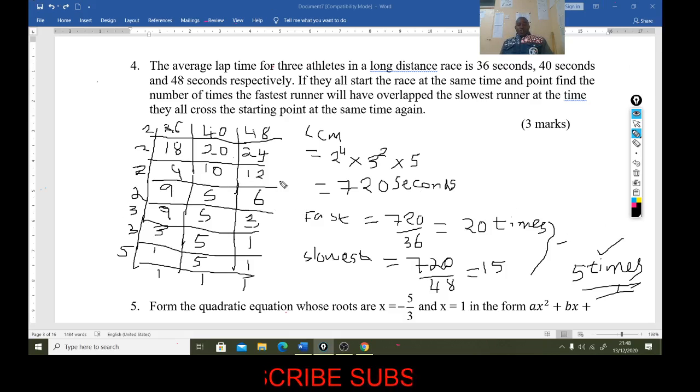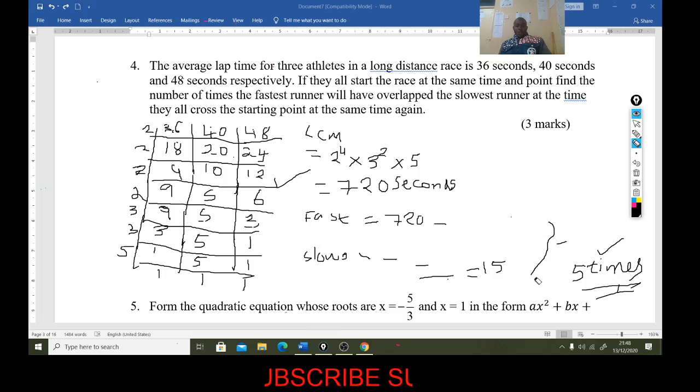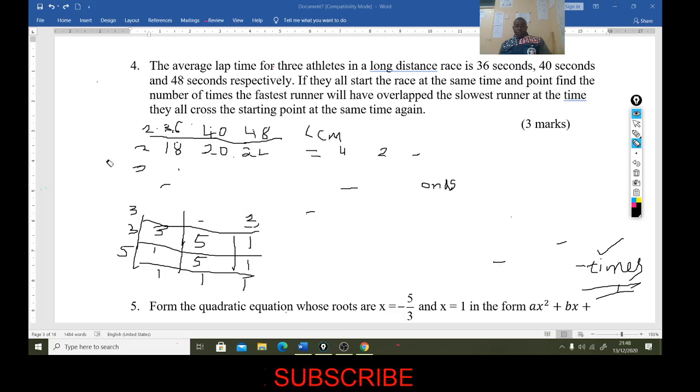So that is how you want to do it. You find the LCM, then you find the fastest and the slowest, you subtract the 2 to get the number of times the fastest will overlap the slowest. So that is what you do.